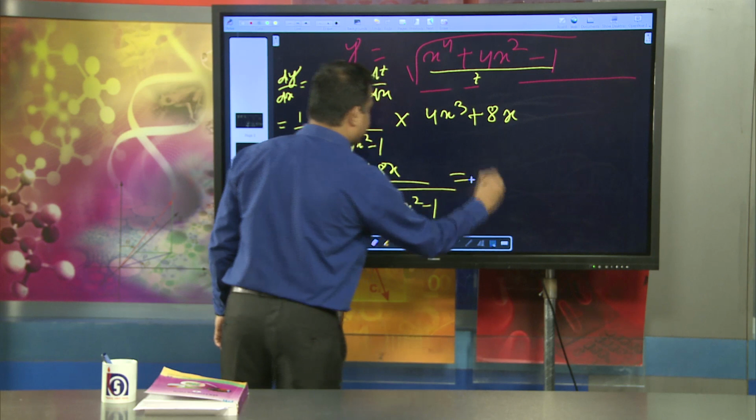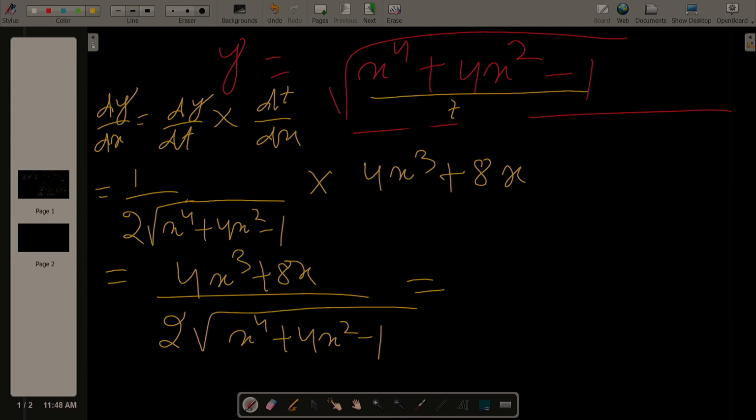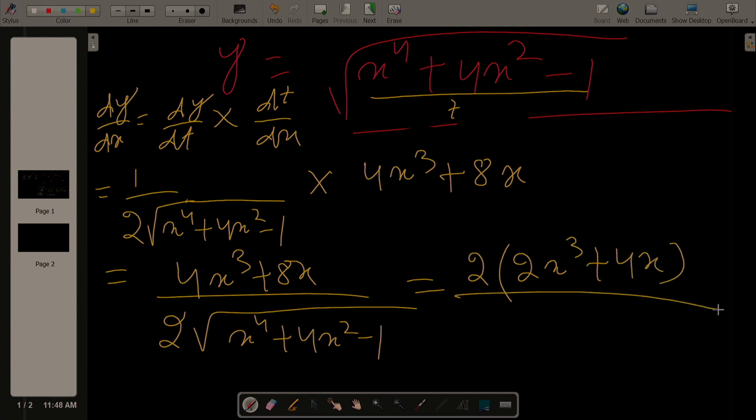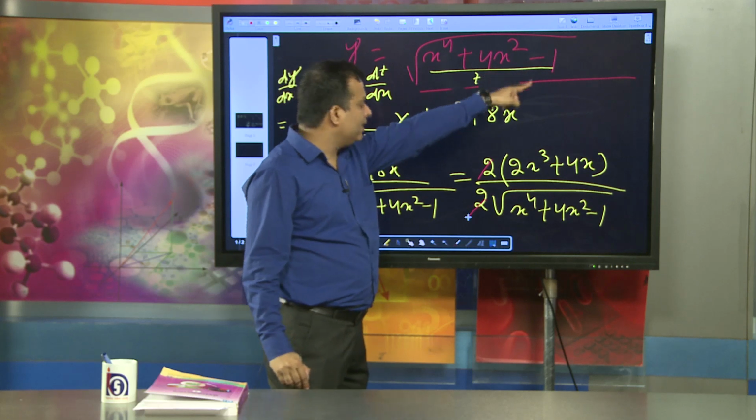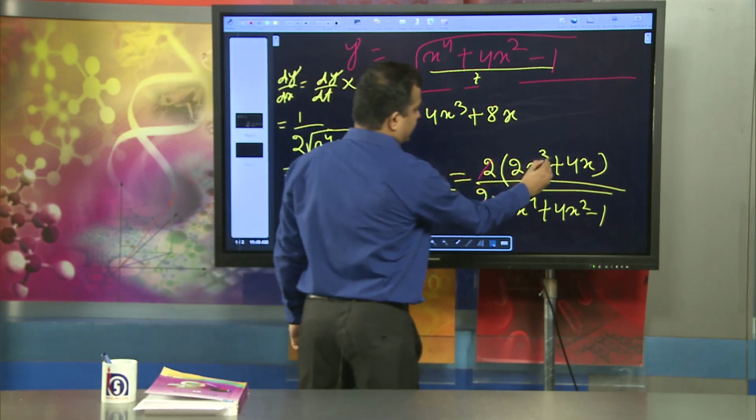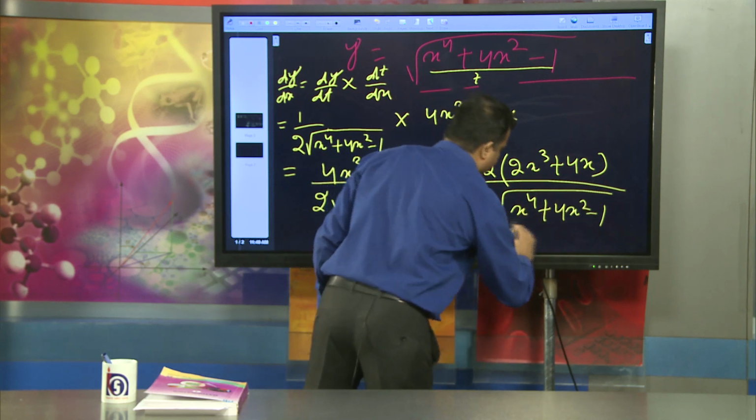Again, if I simplify, you can take 2 as common. Taking 2 common, the value is 2x^3 plus 4x divided by 2 into square root of x^4 plus 4x^2 minus 1, and the 2 will be cancelled. This will be the answer. That means, if y equal to square root of x^4 plus 4x^2 minus 1, dy by dx equals 2x^3 plus 4x divided by the square root of x^4 plus 4x^2 minus 1. This will be the answer.